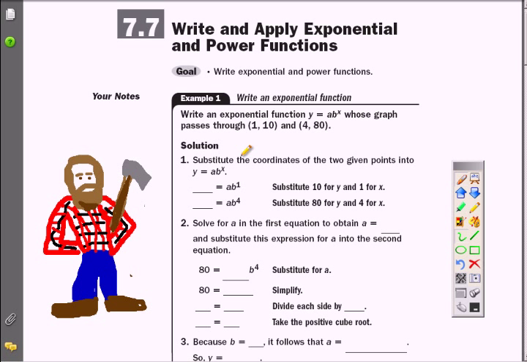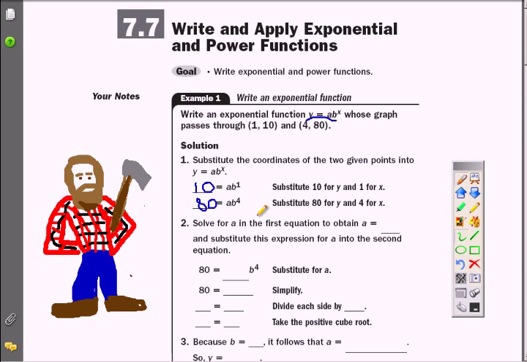As we look at this here, we know that the form that we're looking for is y equals ab to the x, and we want something in exponential form like that goes through these points, (1, 10) and (4, 80). That means on the first one, if I substitute 10 in for y and 1 in for x, and on the second one, if I substitute 80 in for y and 4 in for x, I now have two equations and two missing variables, which means I can solve this.